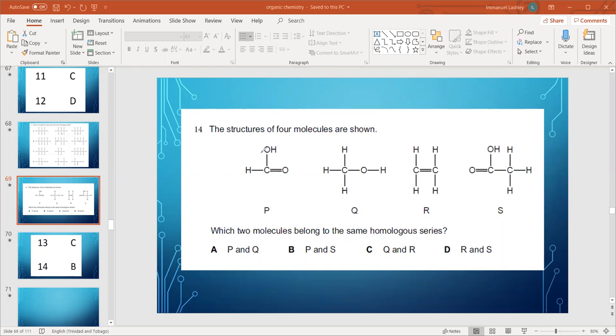All right, so you look at the first one, this is C double bond OOH as 1. Then this has an OH group. So this here is a carboxylic acid. This here is an alcohol. The third one is an alkene. And the fourth one is a carboxylic acid, C double bond OOH. So P and S both belong to the same homologous series of carboxylic acid.